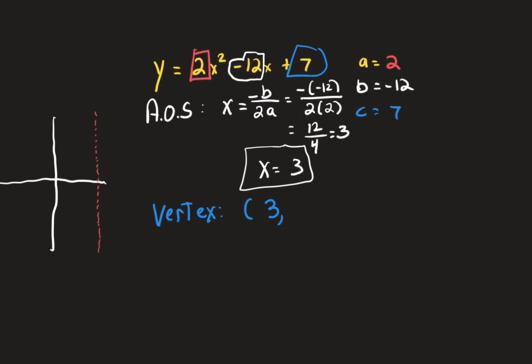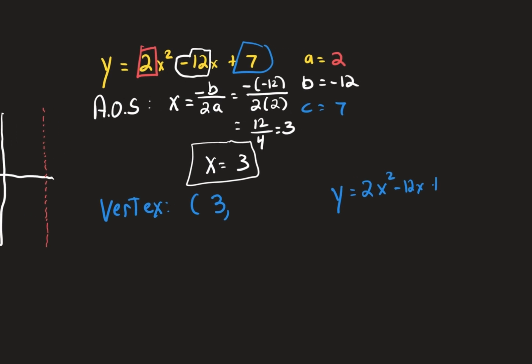Well, we know our x value has to be 3. So if I go into my original equation, y is equal to 2x squared minus 12x plus 7, and I substitute what I know my x value is, I can then solve for y. So that's going to give me 2 times 3 squared minus 12 times 3 plus 7.